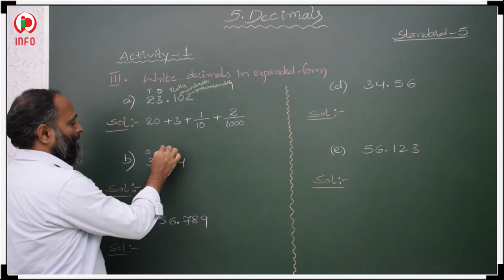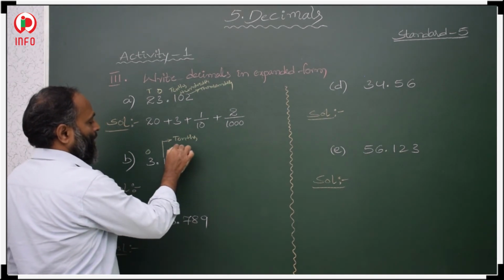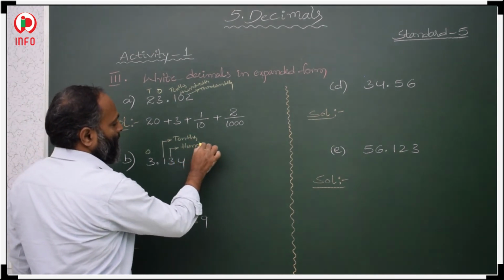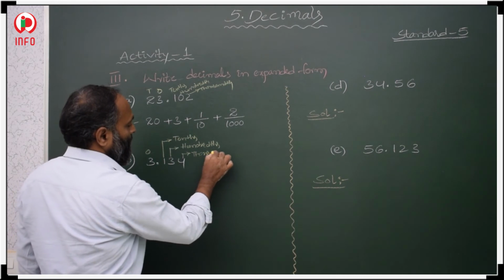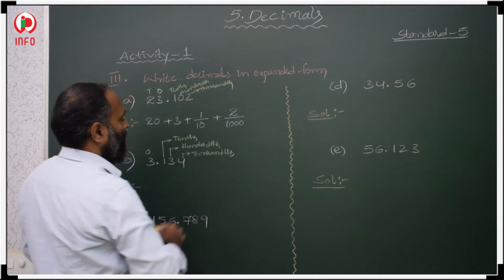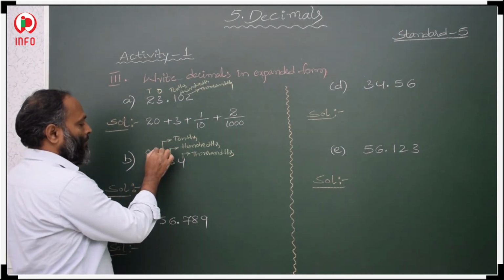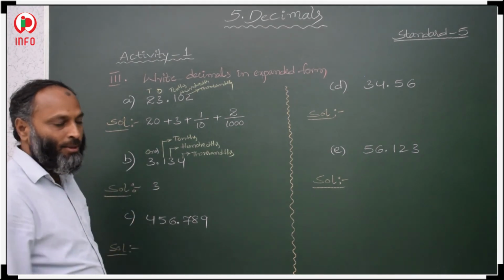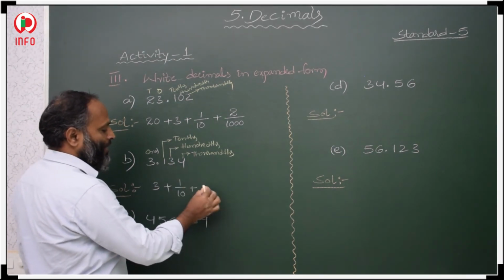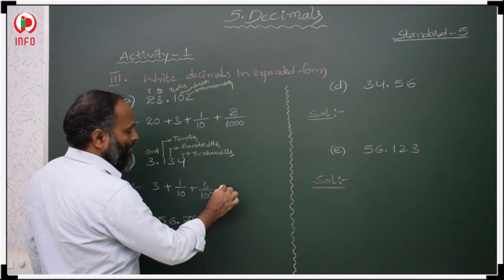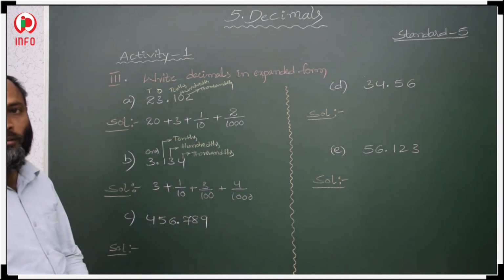Then here 3.134. This is in ones place, this is tenths, this is hundredths, this is thousandths. 3 in ones place is 3 as it is, then plus. 1 is in tenths place, that is 1 by 10. Then 3 is in hundredths place, 3 by 100. Plus 4 is in thousandths place, 4 by 1000.